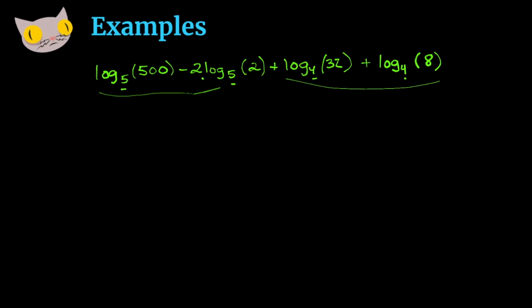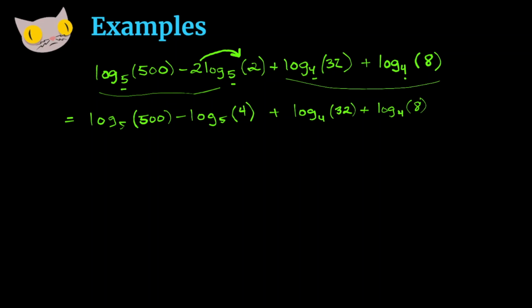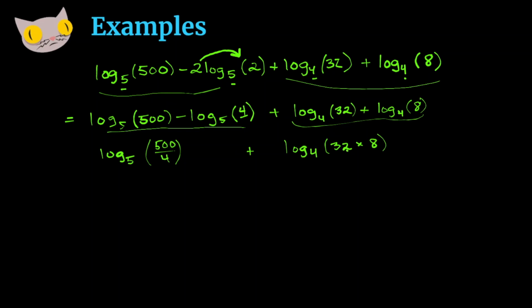So first off, let's use the power rule in reverse here. Let's take this 2 and put it back into this 2. That's going to give us log base 5 of 2 to the 2nd power, which is 4. Now let's use our quotient rule and we'll express this half here as log base 5 of 500 over 4. And here we'll use the product rule in reverse. That's going to give us log base 4 of 32 times 8. We can simplify as log base 5 of 125 plus log base 4 of 256.